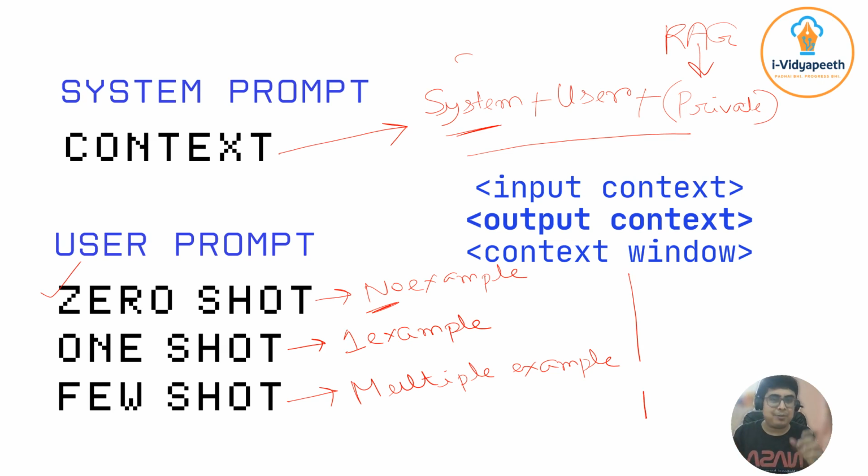Then we have discussed the context a bit: the system prompt information plus the user prompt plus some information fetched from the private repository, that is the RAG approach. These three things together are called the context. This context is very important for the model because the model has some limitations. It has a context window limitation. There is input context, there is output context, and there is a context window. We will understand in the next slide what this context is all about.